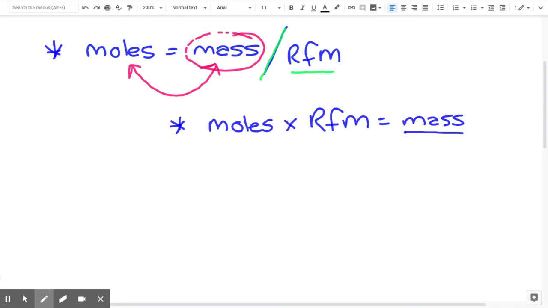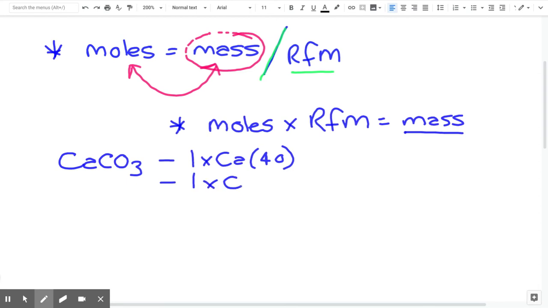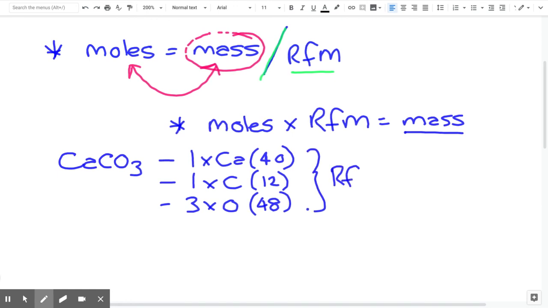So again, if we just do an example, we'll take calcium carbonate as the example again, and we'll just recap. We have 1 calcium that weighs 40 according to its mass number. We've got 1 carbon again, which is 12. Remember, we're looking at the mass numbers of the atoms on the periodic table. We've got 3 oxygens. Now oxygen is 16 each, and so 3 of those would weigh 48. That gives us a total RFM of 100.